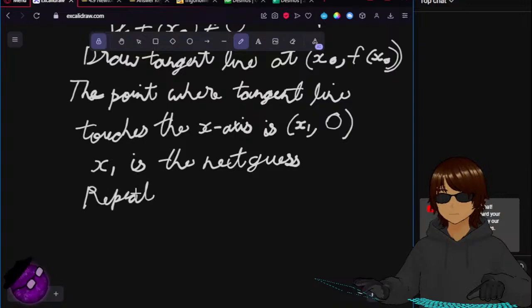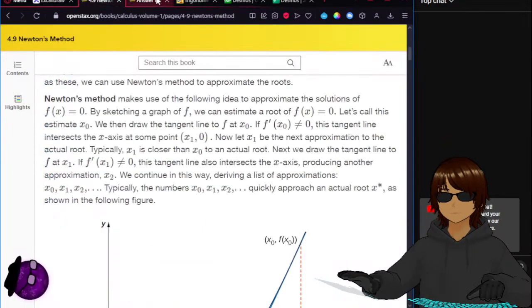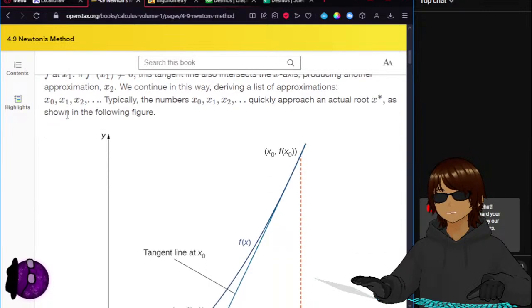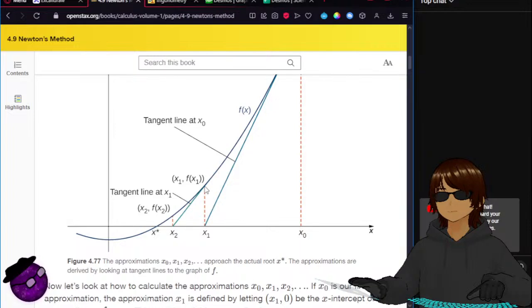Repeat the above steps. Now if x1 is not 0, then we draw a tangent line at f(x1) and see where that tangent line touches the x-axis, x2.